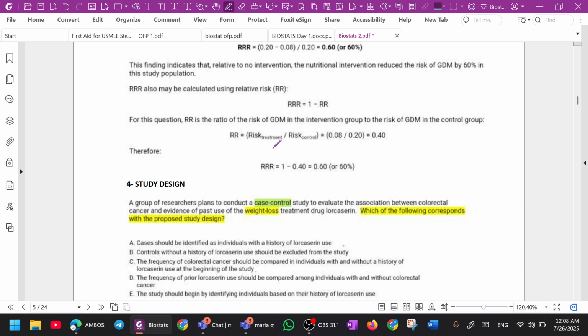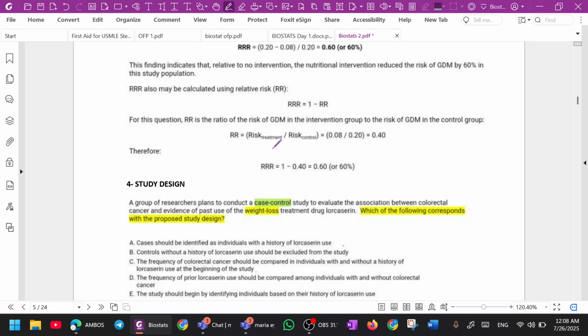What is the answer? Is it C? What do you think is the answer? C. I think it's D. Now, did you understand the question before we start? No. What is the question asking you?